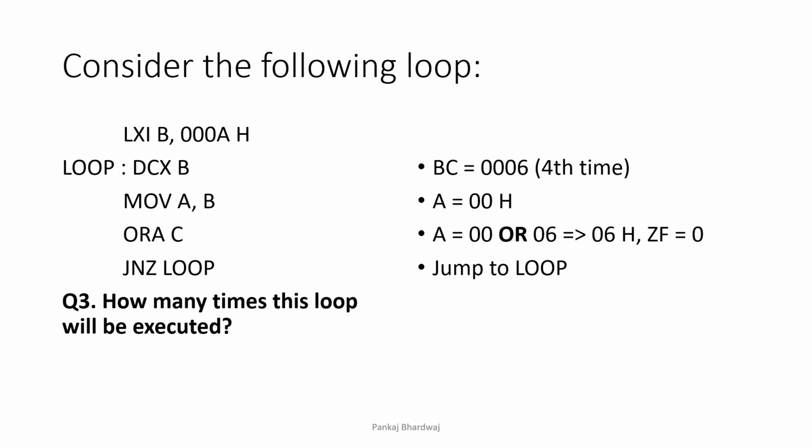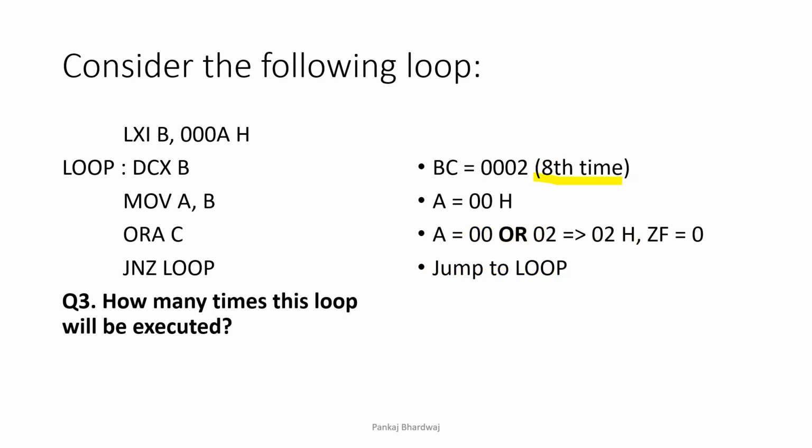The fourth time it will become 7 minus 1, that is 6, A will be 0, A OR with C is 6, again ZF equals 0, and it jumps back to the loop. The fifth time it runs, 6 minus 1 will become 5, A will be 0, A OR with C becomes 5, again ZF equals 0, and it jumps back to the loop. The sixth time it will be 4, A OR with C is again 4, ZF equals 0, and it jumps back to the loop. The seventh time it will become 3, A OR with 3 means 3, again ZF equals 0, and it jumps back to the loop.